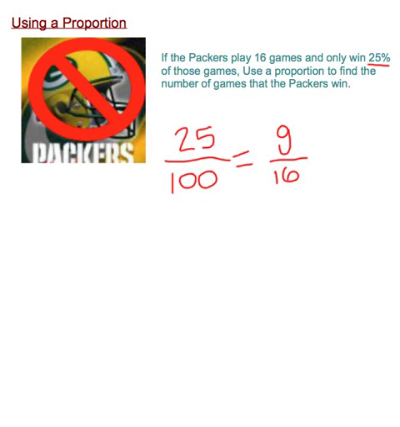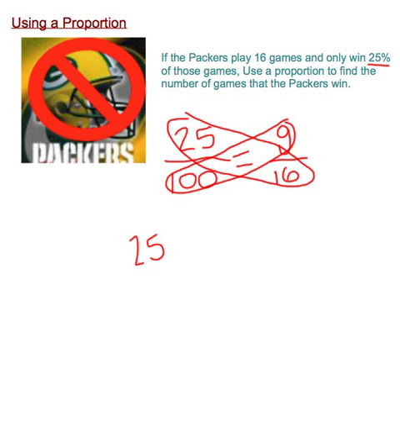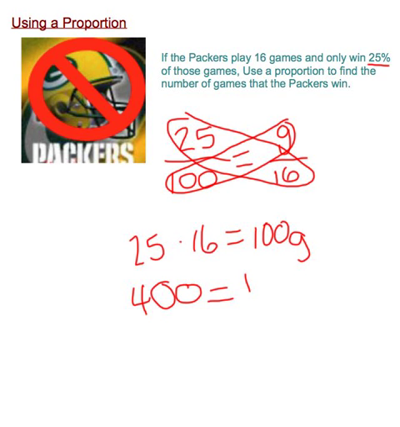So we have a ratio just like the other problem, and we use cross products like so, and I always like to do the numbers first. 25 times 16 is equal to 100 times G. Simplify our multiplication. 25 times 16, that is equal to 400. And 100G stays. We don't have to simplify that any further.